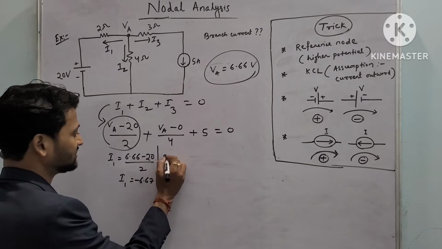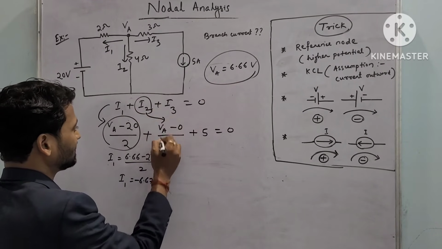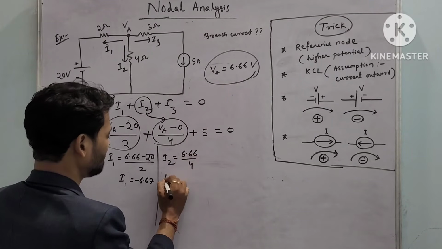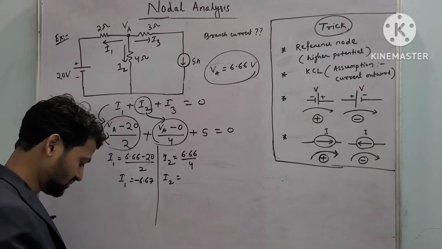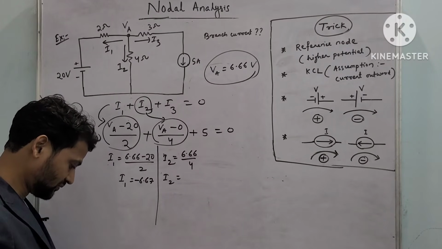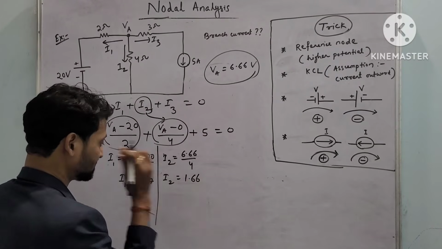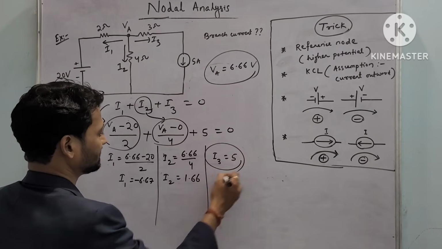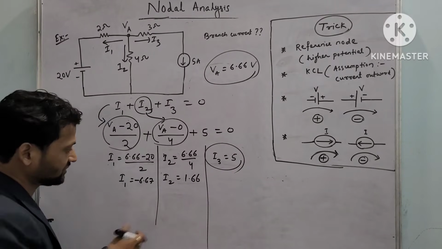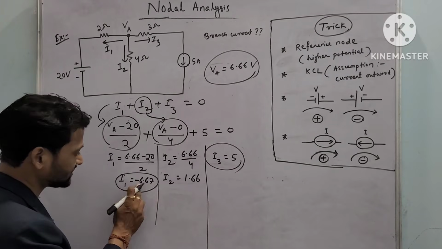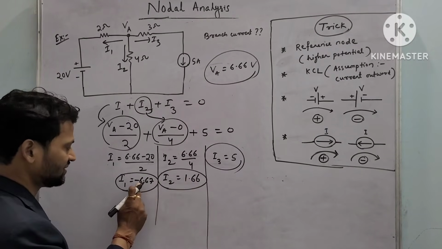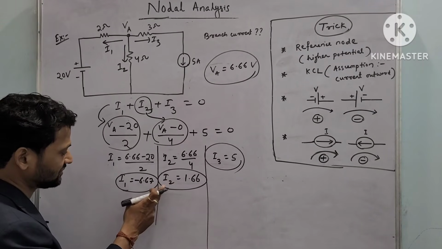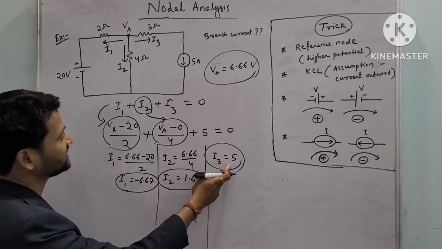ठीक है, एंड सिमिलरली I2, यहाँ पे डाल दो, इसका वैल्यू कितना है, 6.66 अपॉन 4, सो इट इज कमिंग 1.66. ठीक है, एंड व्हाट इज I3? इज 5. सो ठीक है ना, ये देखो ये माइनस 6.67, ये प्लस 1.66. ठीक है, सम ऑफ दिस टू करंट इज 5 एंड इट इज 5.